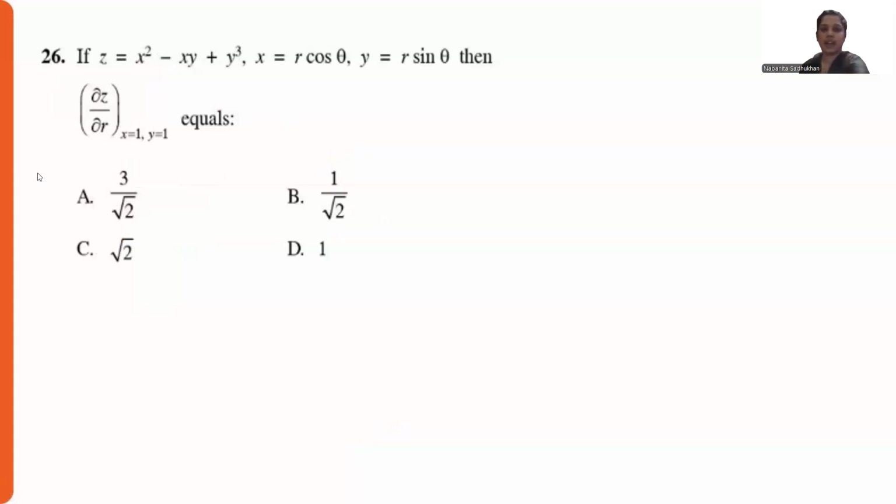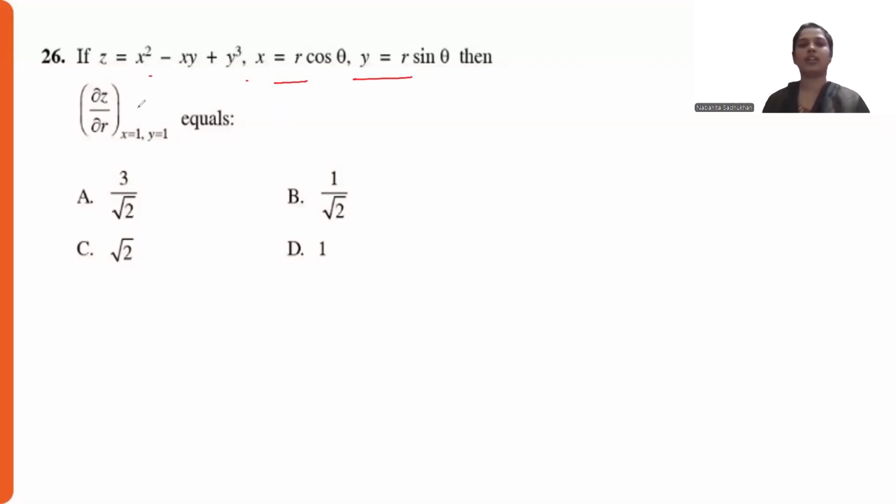Okay. Now here we are having what? We have been given that z is equal to what? The value of z is given to be x square minus xy plus y square. x is equal to r cos theta, y equal to r sin theta. So we have del z over del r at x equal to 1, y equal to 1, and you have to find the value that is going to be given by this.